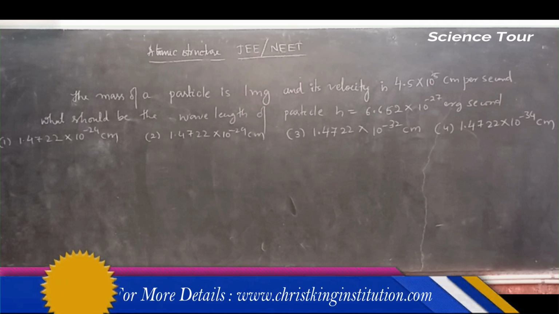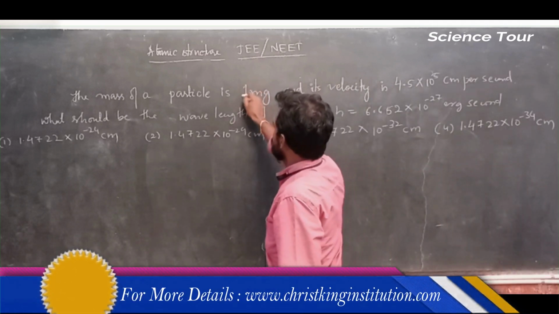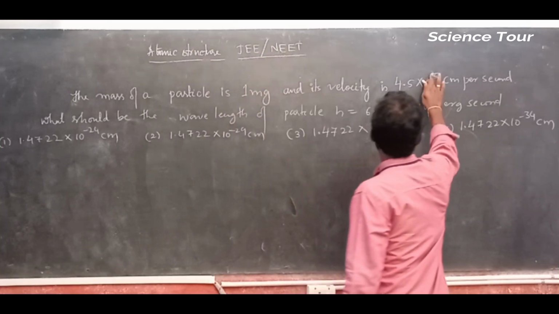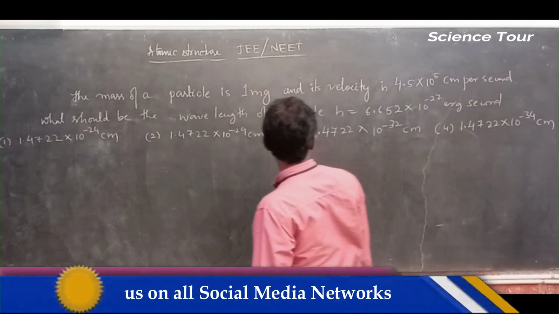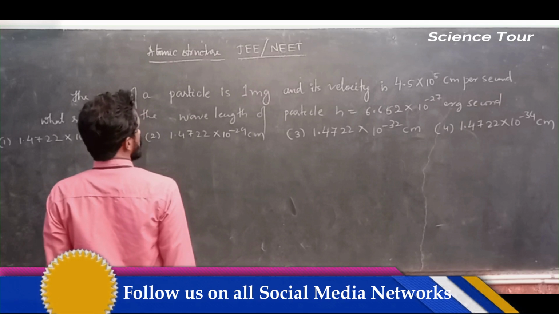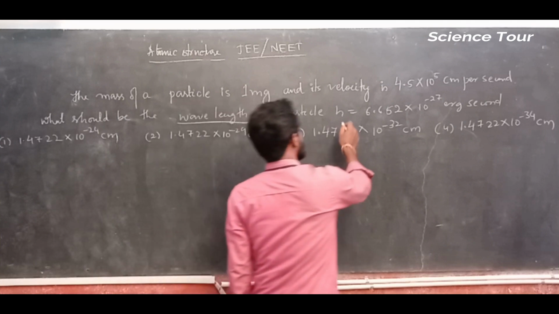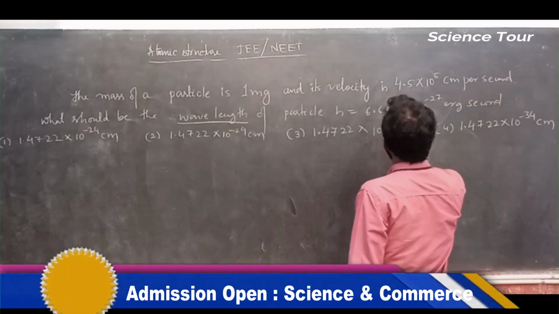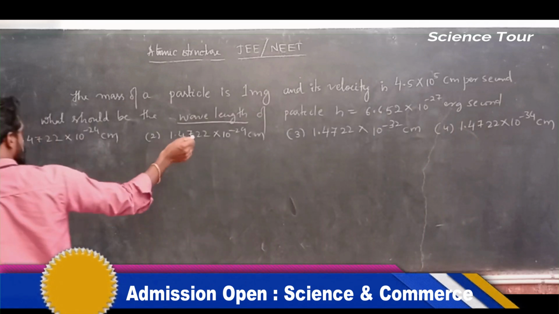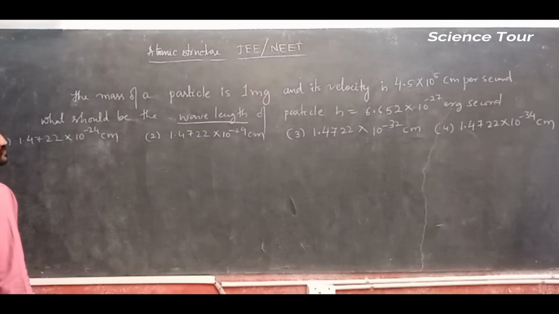Now my dear students, this is one more question actually. The mass of a particle is 1 milligram and its velocity is 4.5 into 10 to the power 5 centimeter per second, and what should be the wavelength of the particle? Planck's constant is given, my dear students, 6.652 into 10 to the power minus 27 erg second. Four options are given. So you have to find out the wavelength.